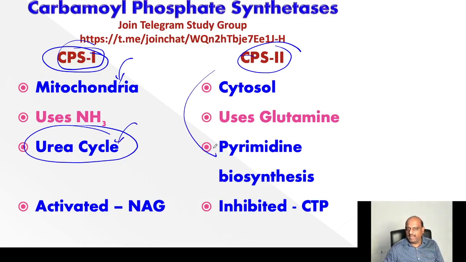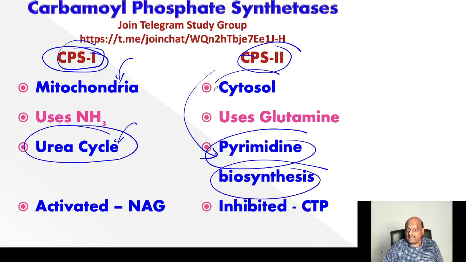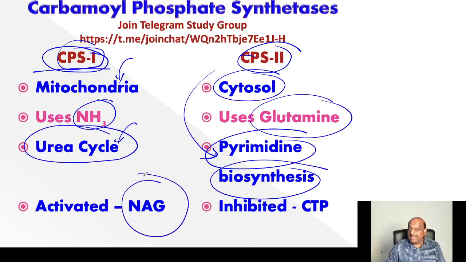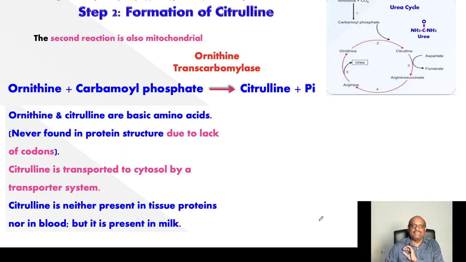CPS-2 is in the pyrimidine biosynthesis, and it is there in the cytosol, and it uses glutamine, whereas urea cycle uses ammonia. And this CPS-1 is activated by NAG, N-acetyl glutamate, whereas CPS-2 is inhibited by the end product, feedback inhibition, by CTP. That is what you need to remember.